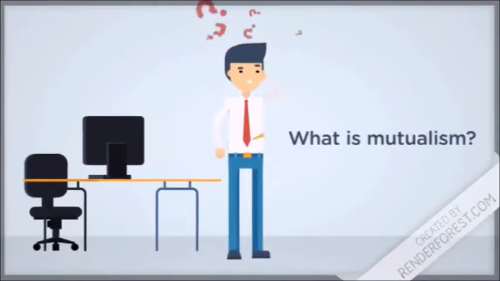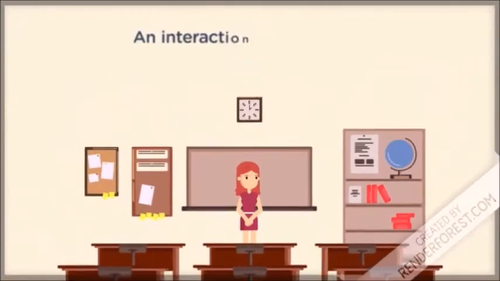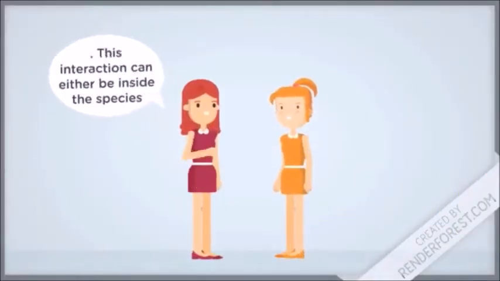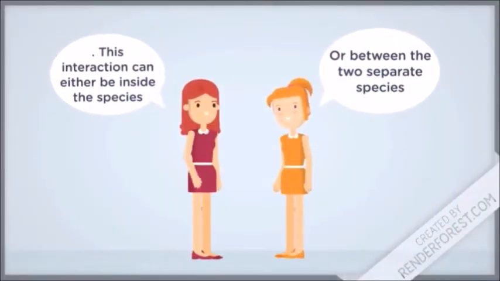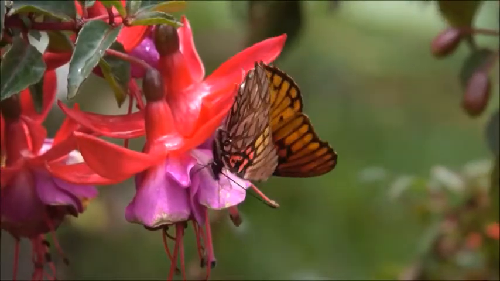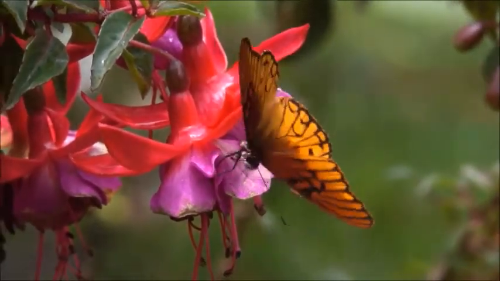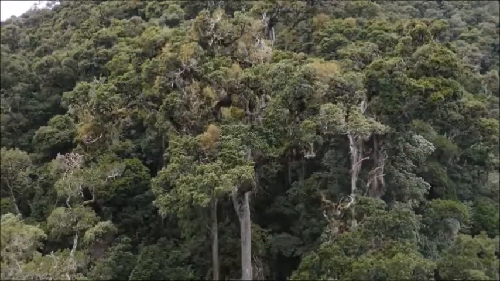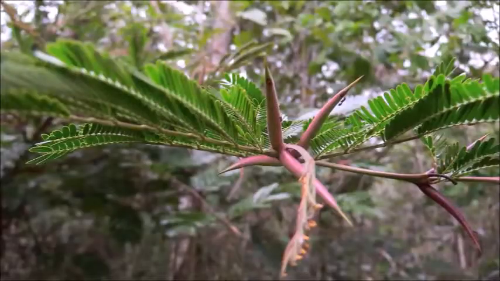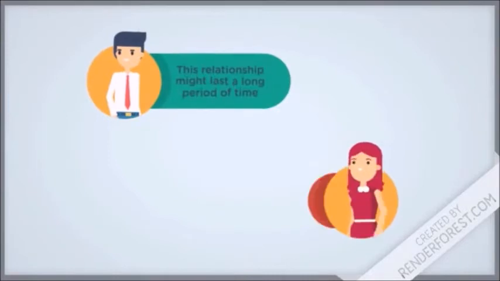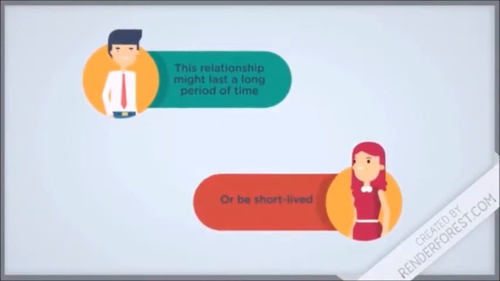What is mutualism? The term mutualism may be simply described as an interaction in which both species are mutually benefited. This interaction can either be inside the species or between two separate species. The word mutualist refers to the tiny partner, whereas the host refers to the other member of the mutualism. Symbionts are species that have this interaction. All living species, including humans, animals, birds, plants, and other microbes such as bacteria, viruses, and fungi, have a mutual relationship. This relationship might last a long period of time or be short-lived.